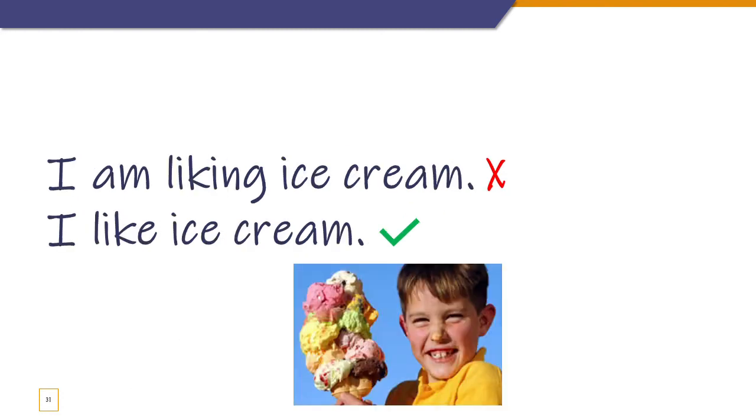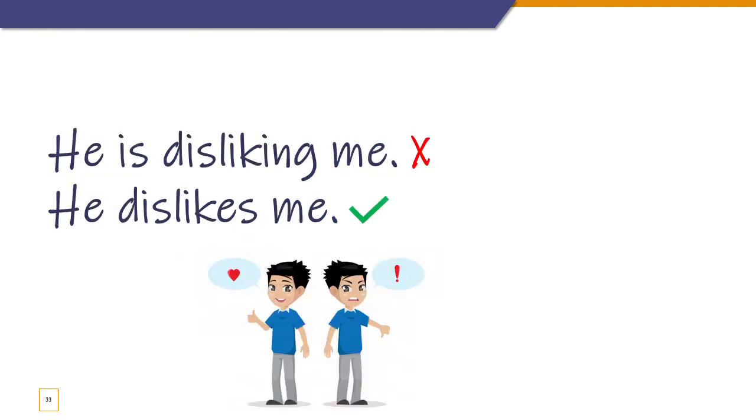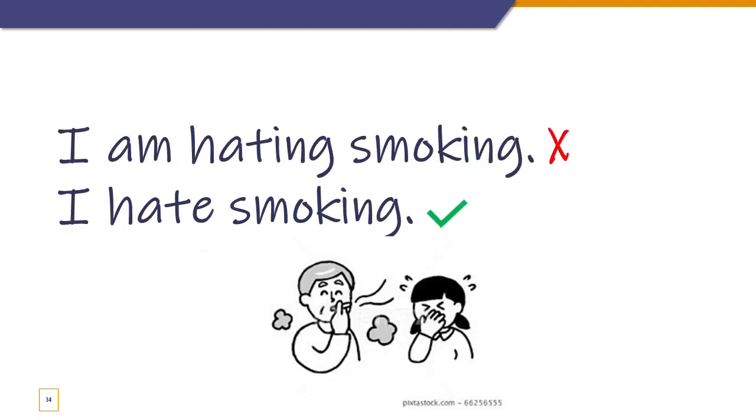"Liking ice cream" is wrong because it's something that's permanent as a like. So, "I like ice cream" or "I don't like ice cream." But you can't say "I'm liking ice cream." That's wrong. Love. "I'm loving English." That's wrong. "I love English." So when you love English, English is fun. Dislike. "He is disliking me" is wrong. What should you say in simple present? "He dislikes me."